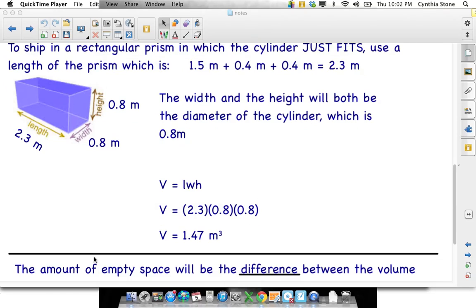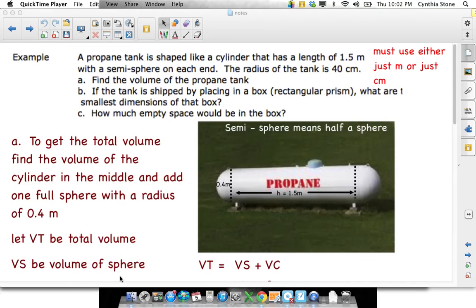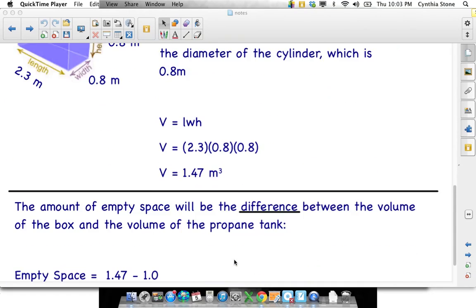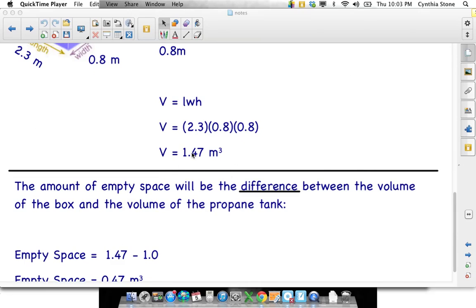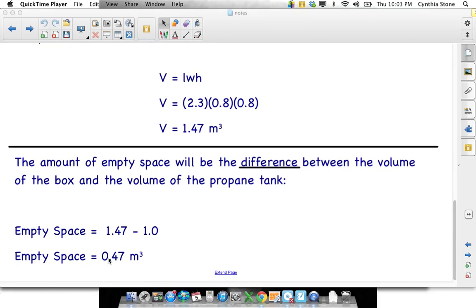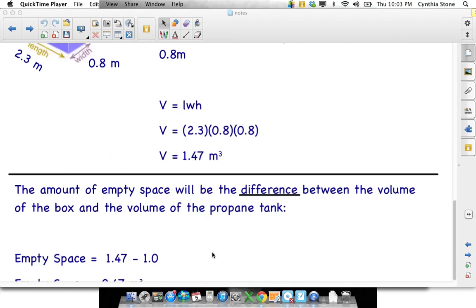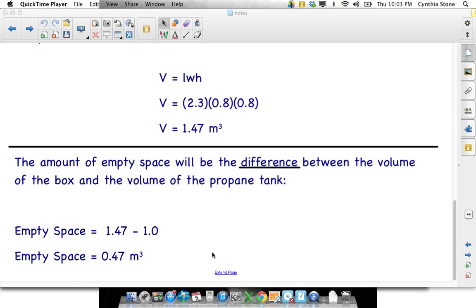Then the last part of the question is how much empty space. So you had this box, you put this thing inside. Well, the amount of empty space would just be the volume of the box subtract the volume of the tank, and that's how you get 0.47. Okay, and I think that's it. That's our last new lesson, and yeah, have fun with it.